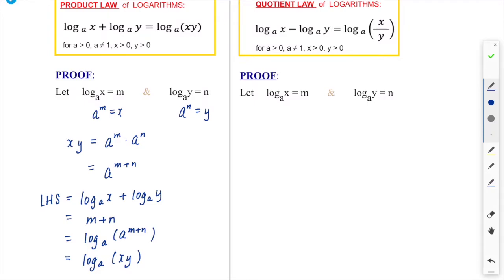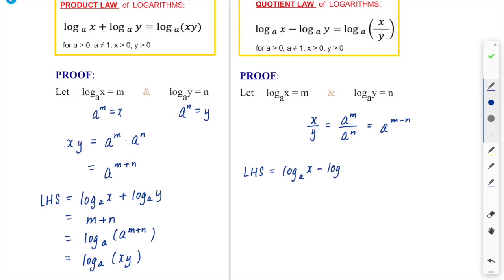The proof for quotient law is very similar. So once again, we let m and n be log x base a and log y base a. Instead of multiplying, because the equivalent expression we're looking for involves x over y, let's write this in terms of a, m, and n, and simplify that using exponent laws. We subtract the exponents.